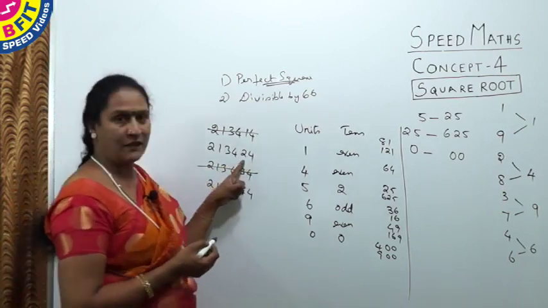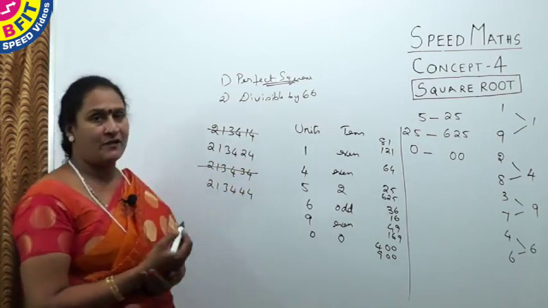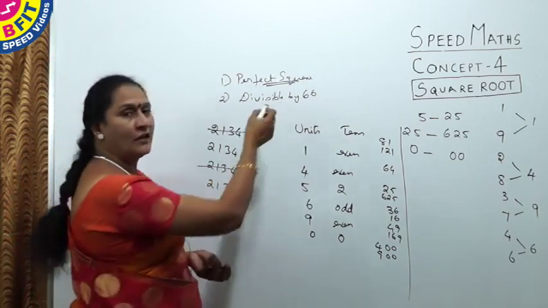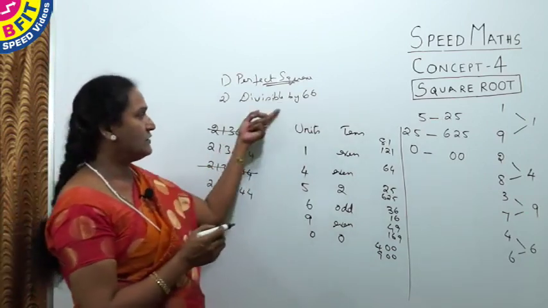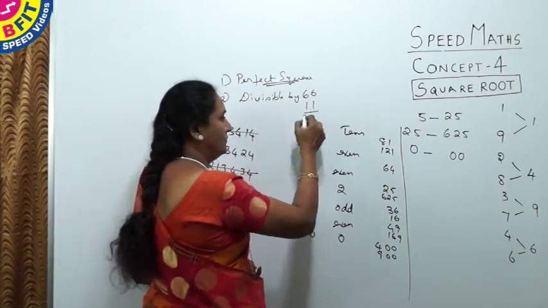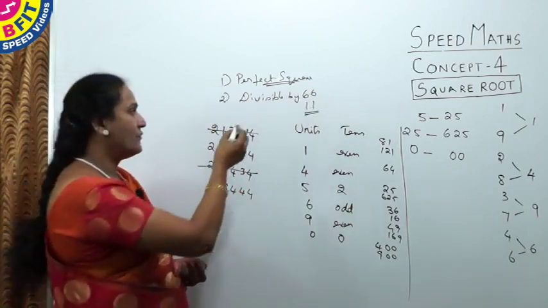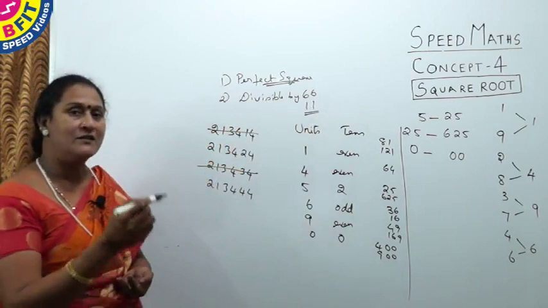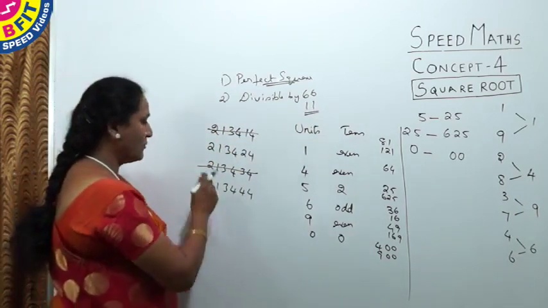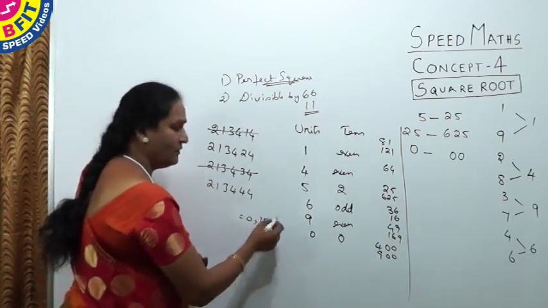And here it is 4 with an even number, and 4 with an even number. So either it can be a perfect square or not, that we have to check. But without checking, we'll check the other condition. The number should be divisible by 66 also. So for 66 you have a factor 11. We have seen divisibility rules and we can check for divisibility by 11. So what is the condition for a number to be divisible by 11? The difference between the sum of the digits in odd places and even places should be 0 or 11, and so on.